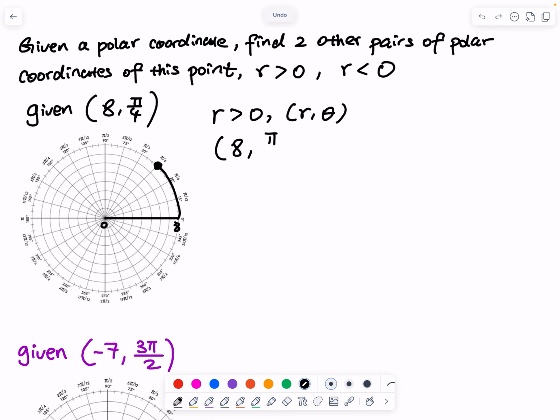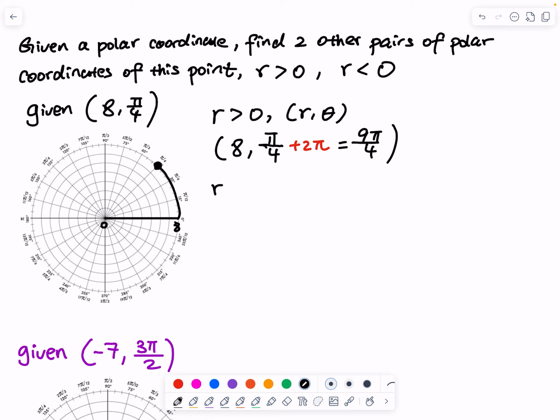Okay, that is given. Based on what you study in the unit circle, you know that when you add 2 pi, you will go back to the same position. So that equals 9 pi over 4. So the first possible answer is (8, 9 pi over 4). You might say, for r greater than 0, I can just keep adding 2 pi to get more points, right? That's fine. Standing at 9 pi over 4, you add 2 pi, you get to the next point. Yes, I agree with you.